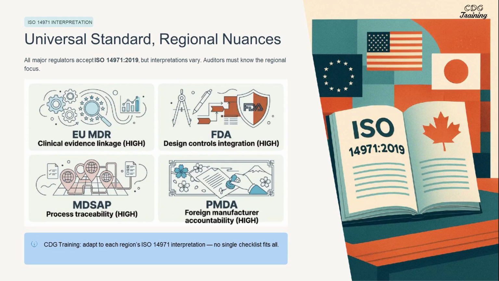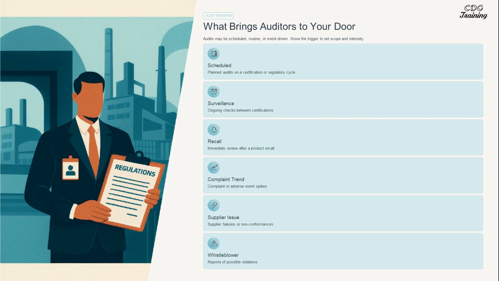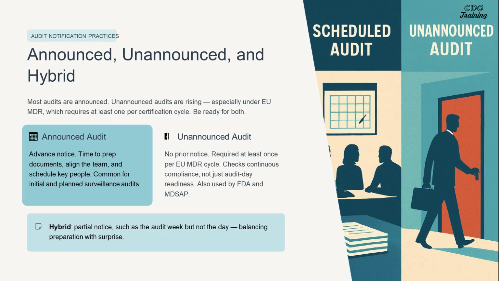13485 is a universal standard, interpretations vary by region. Auditors must focus on regional nuances to ensure compliance without a one-size-fits-all approach. Audits can be scheduled, routine, or event-driven. Understanding triggers like recalls, complaints, and supplier issues helps prepare for audits and maintain compliance. Audits can be announced or unannounced, with hybrid options balancing preparation and surprise. Each type requires different strategies to ensure readiness.